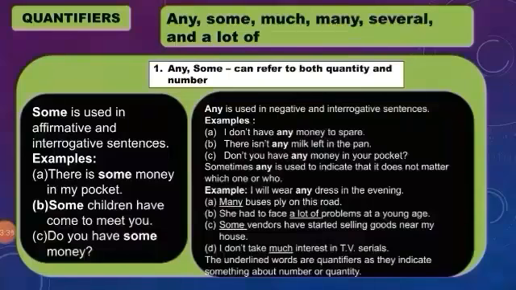Sometimes any is used to indicate that it does not matter which one or who. For example, I will wear my dress in the evening. I will wear any dress in the evening. So here, any dress means what it wants to say: it indicates that it does not matter which one or who. I will wear any dress. There are so many dresses. I will wear any dress in the evening.